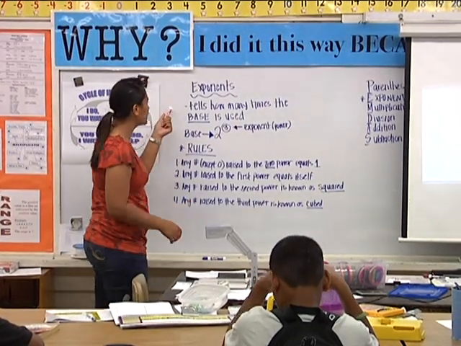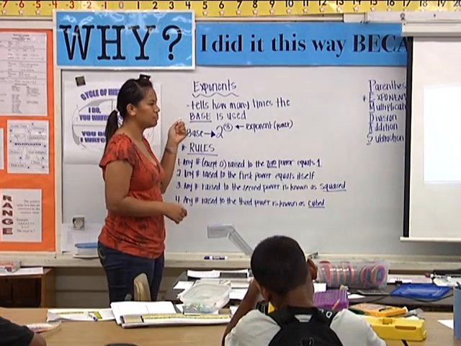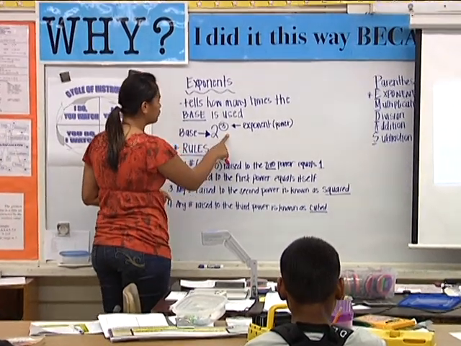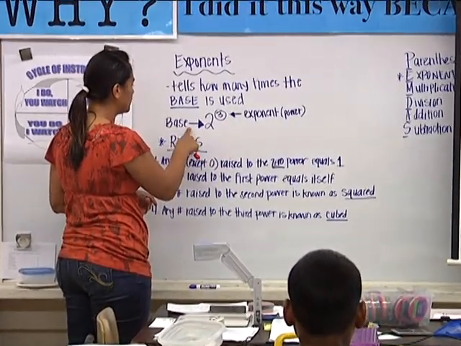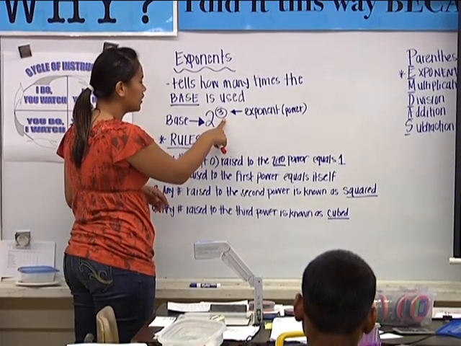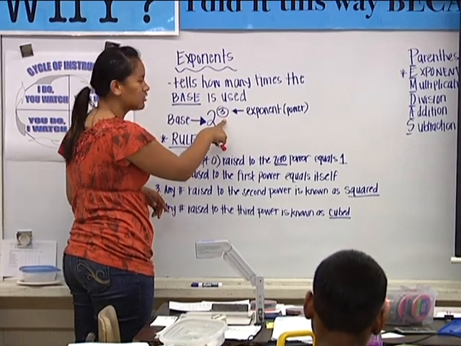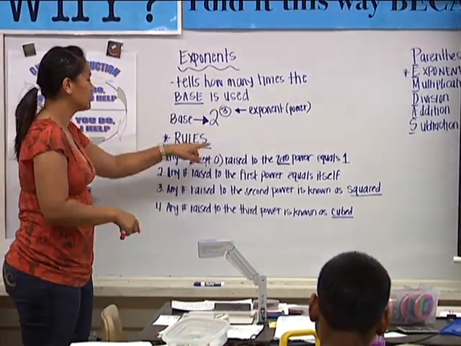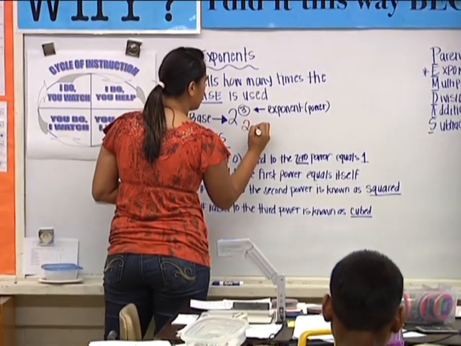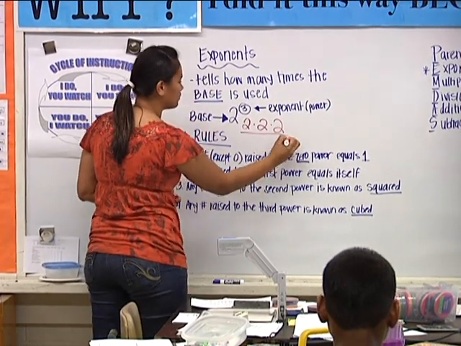Exponents tell us how many times the base is used. The base is the whole number that we're using. For example, 2 to the third power. The base is the number 2. That's the number that we're using. The 3 in 2 to the third power, that's the exponent. And what that means is 2 times 2 times 2.